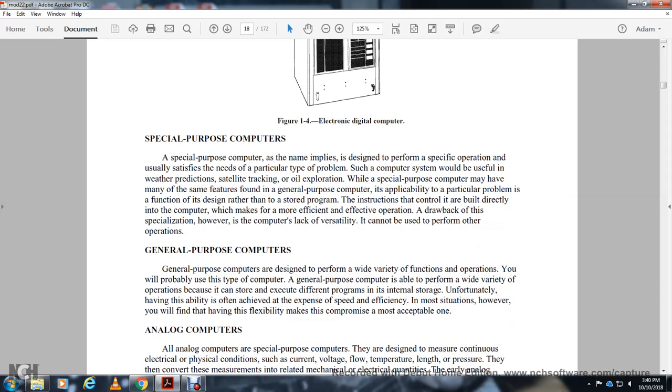General purpose computers. A general purpose computer is designed to perform a wide variety of functions and operations. It is able to do so because it can execute different programs kept in internal storage. Unfortunately, this ability is often achieved at the expense of speed and efficiency in most situations. However, we will find that the flexibility makes the compromise most acceptable.